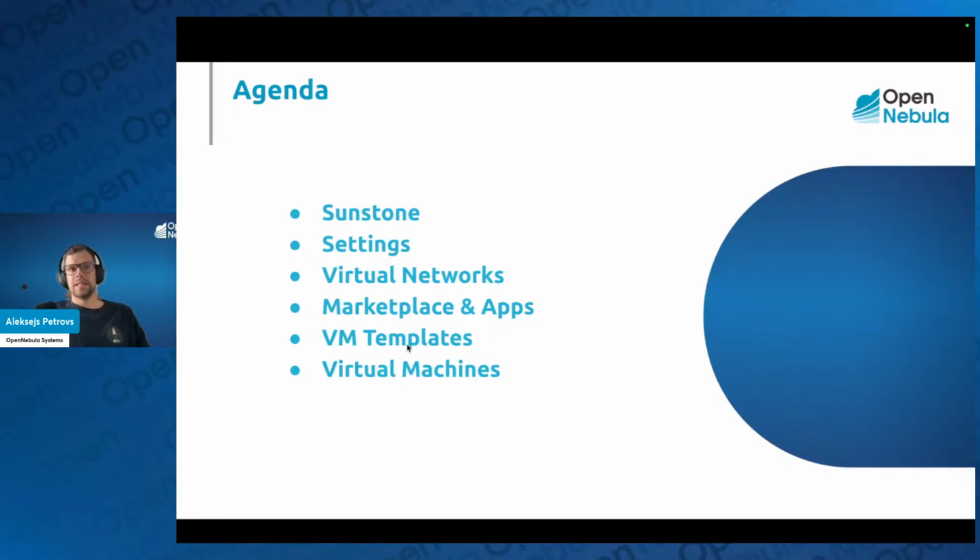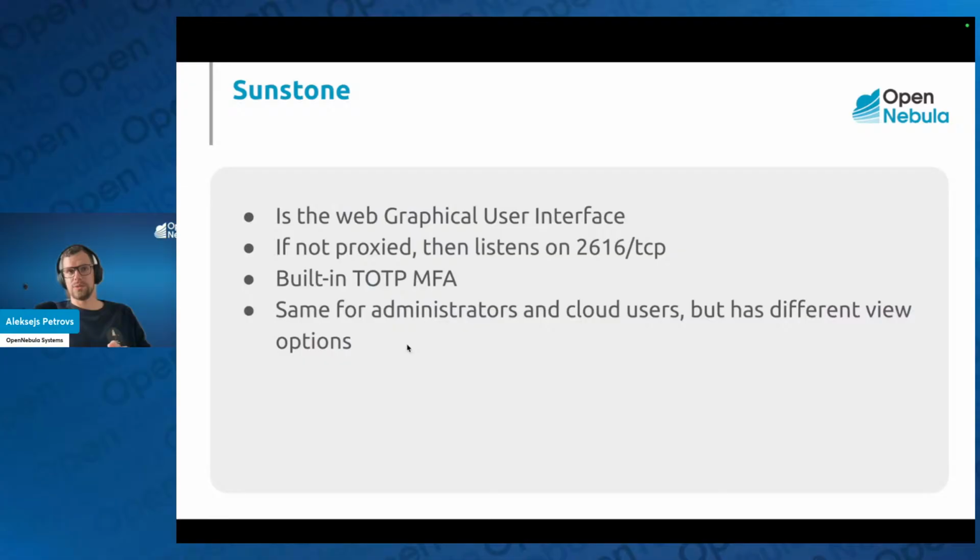All right, let's continue. So Sunstone, that is the graphical user interface. That is how you're supposed to interact with OpenNebula. Obviously, we do have a very decent command line, with pretty much everything that can be done using the graphical user interface also being possible using the command line, right? But obviously, the graphical user interface is something that a lot of you prefer, and that's why we are constantly making it better and better.